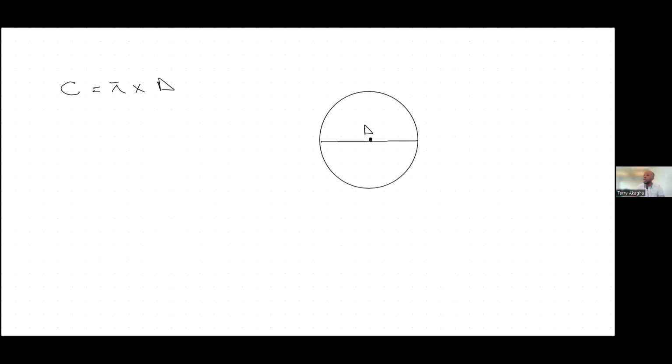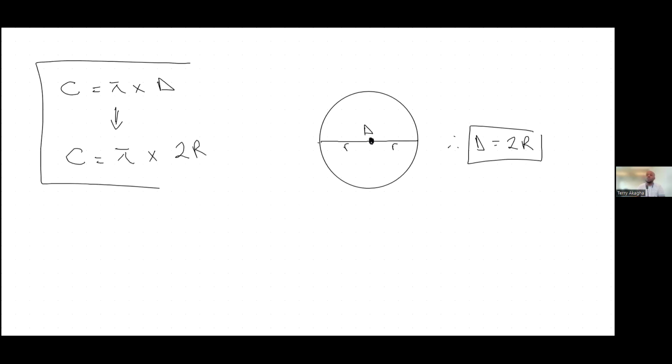So from this you can see the diameter is equal to 2 radius. From here to here is a radius, and from this point to this point is another radius. So from this point to this point is a diameter. So we can now say the diameter is equal to 2 radius. Therefore, I can rewrite the formula and say the circumference of a circle is equal to pi multiplied by 2 radius.